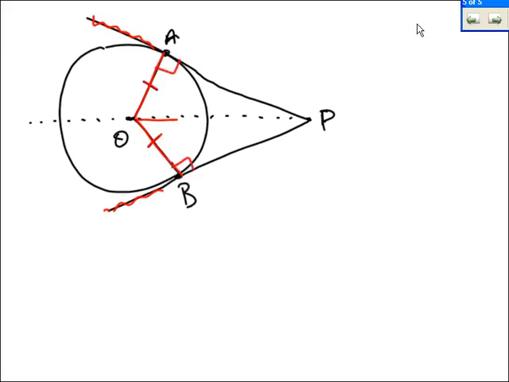Now I really am going to cut this in half. Clearly that equals itself. But if you look in the lower triangle and the upper triangle, they're both right angles. The hypotenuses are the same, and we have a leg that's the same. So by the Hypotenuse-Leg Theorem, these two triangles are congruent.